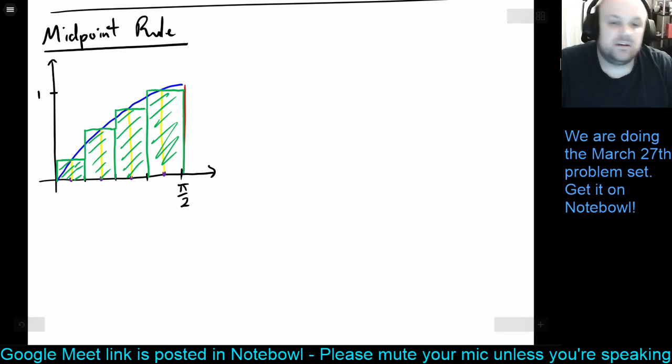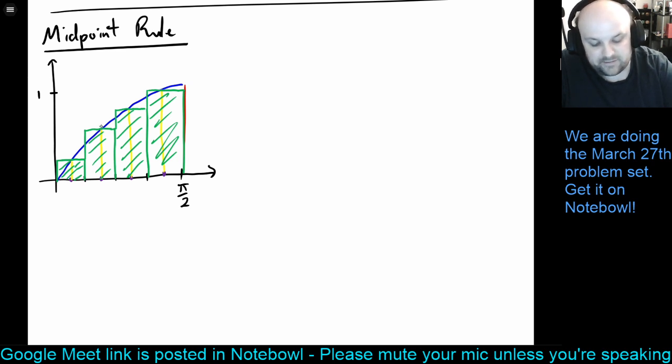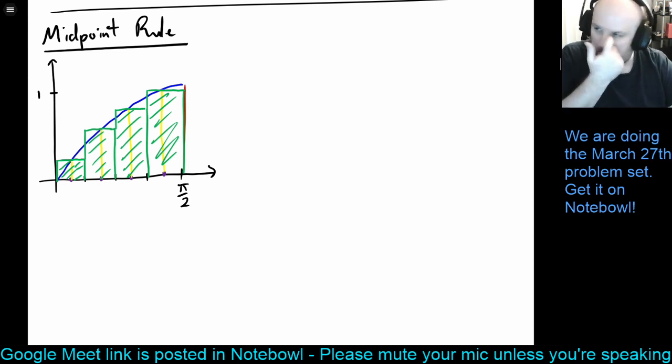If you look at it, the middle of the top of the rectangles hits the function each time. And that's why it's called the midpoint. Any questions there?